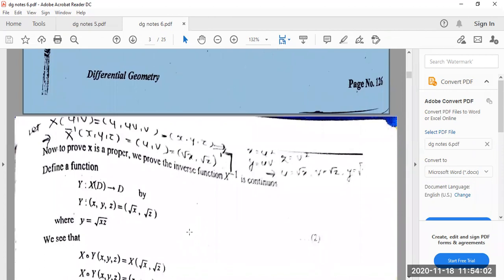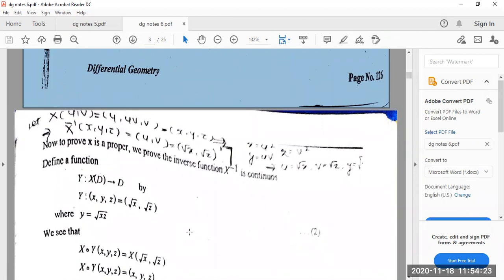Now we want to prove that the inverse function of x is also continuous. x is 1-1, x is regular, so the inverse of x is a continuous function. Combining all three, we can say x is a proper patch. First we have proved the coordinate patch. To prove the inverse function is continuous, first we have to define the inverse function. Instead of defining x inverse, let us name it y.